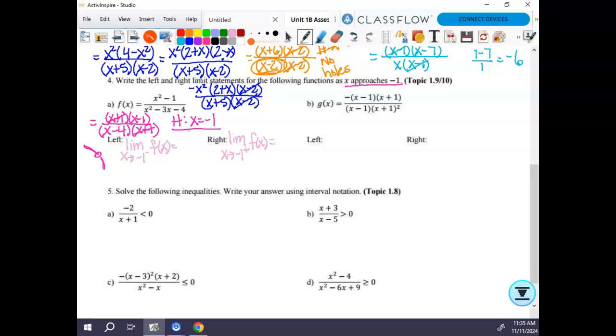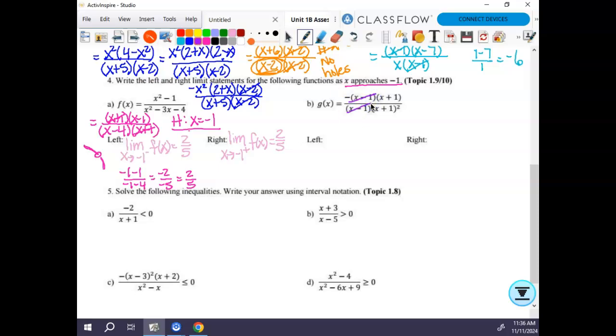Instead, I substitute the negative 1 into the reduced version, negative 1 minus 1 over negative 1 minus 4. That gives me negative 2 over negative 5, which is a positive 2/5. So my answers here then are 2/5 and 2/5, and they will be the same. All right. So then here, as I reduce these, well, that's it.